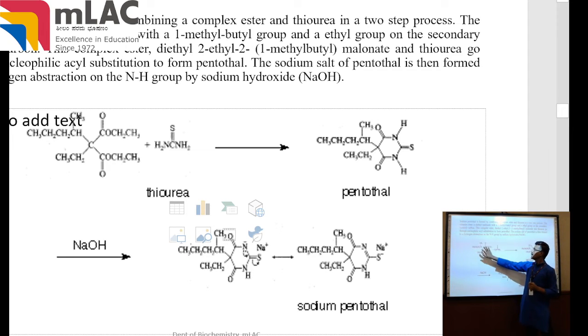So this diethyl malonate plus thiourea combines to form pentothal. So this is the pentothal. It is the structure that we get. This complex ester, diethyl 2-ethyl malonate, and thiourea undergo nucleophilic acyl substitution to form pentothal. The sodium salt of pentothal is then formed by a hydrogen abstraction. So this is subjected to sodium hydroxide. The hydrogen is abstracted and in that place sodium gets attached. So we get sodium pentothal, the active drug that we have.